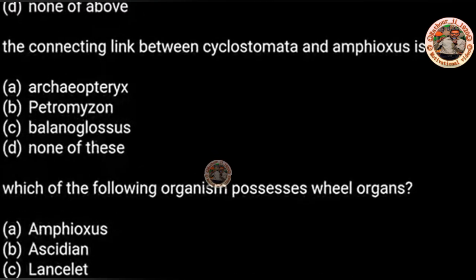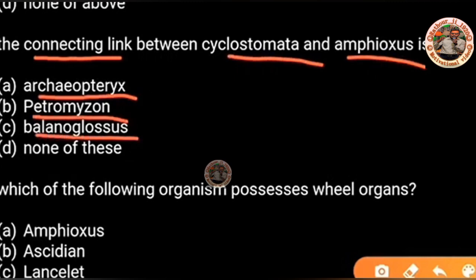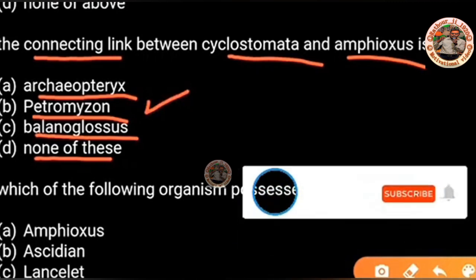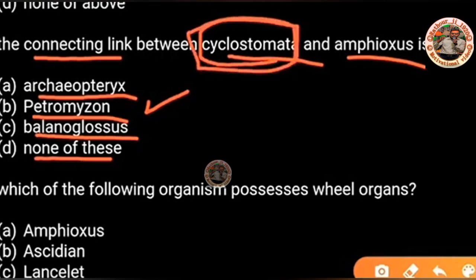Question 21. The connecting link between cyclostomata and amphioxus is option A, Archaeopteryx, option B, Petromyzon, option C, Balanoglossus, option D, none of these. So the right answer is option B, Petromyzon. Petromyzon is actually a jawless fish. It is also called lamprey. So it is a connecting link between cyclostomata and amphioxus. Cyclostomata is a group of ancient living jawless fishes.